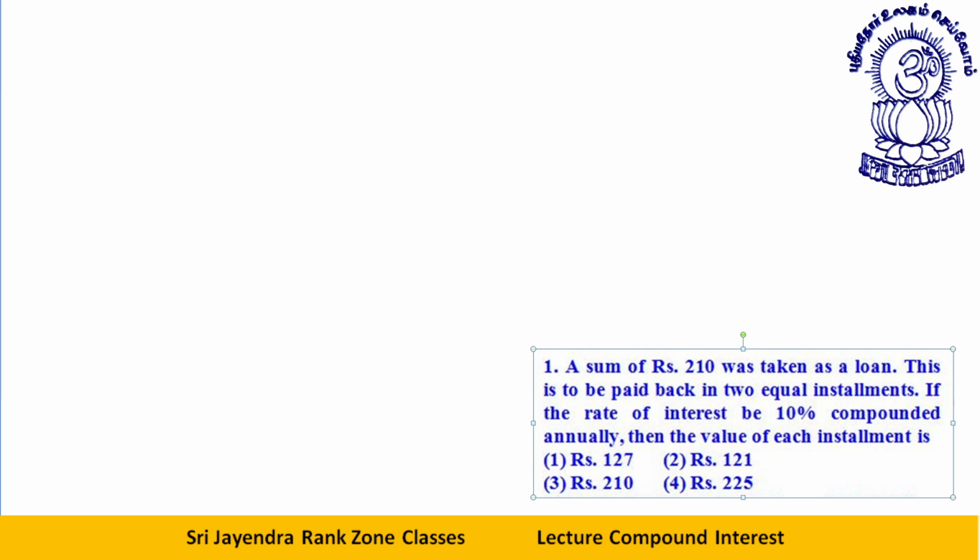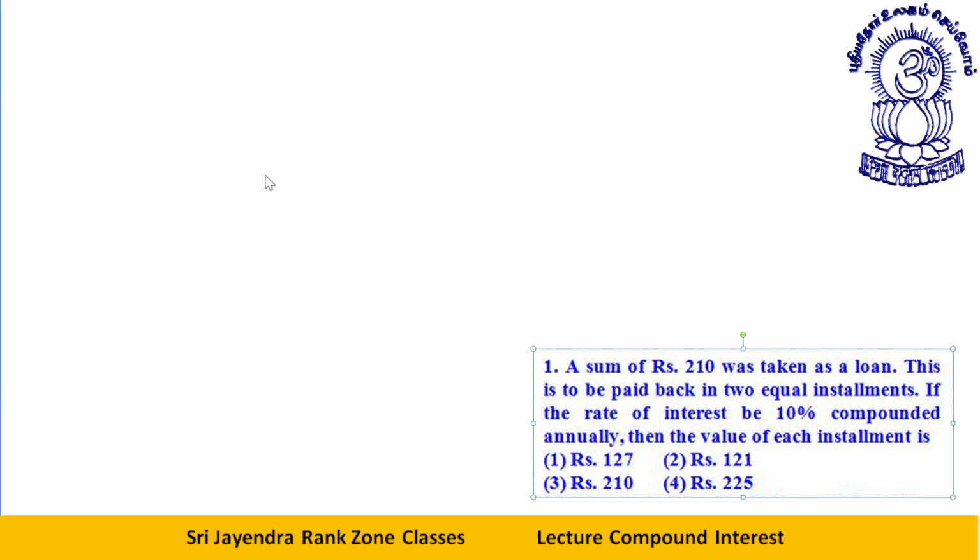You have this question. A sum of rupees 2100 is taken as a loan. This is to be paid back in two equal installments. If the rate of interest be 10% compounded annually, then the value of each installment is... We have to repay 2100 rupees in two installments, rate being given to us as 10%. The method I'm going to tell you will be very helpful for you. You will think in that direction only once I teach you the method. Let's start with it.